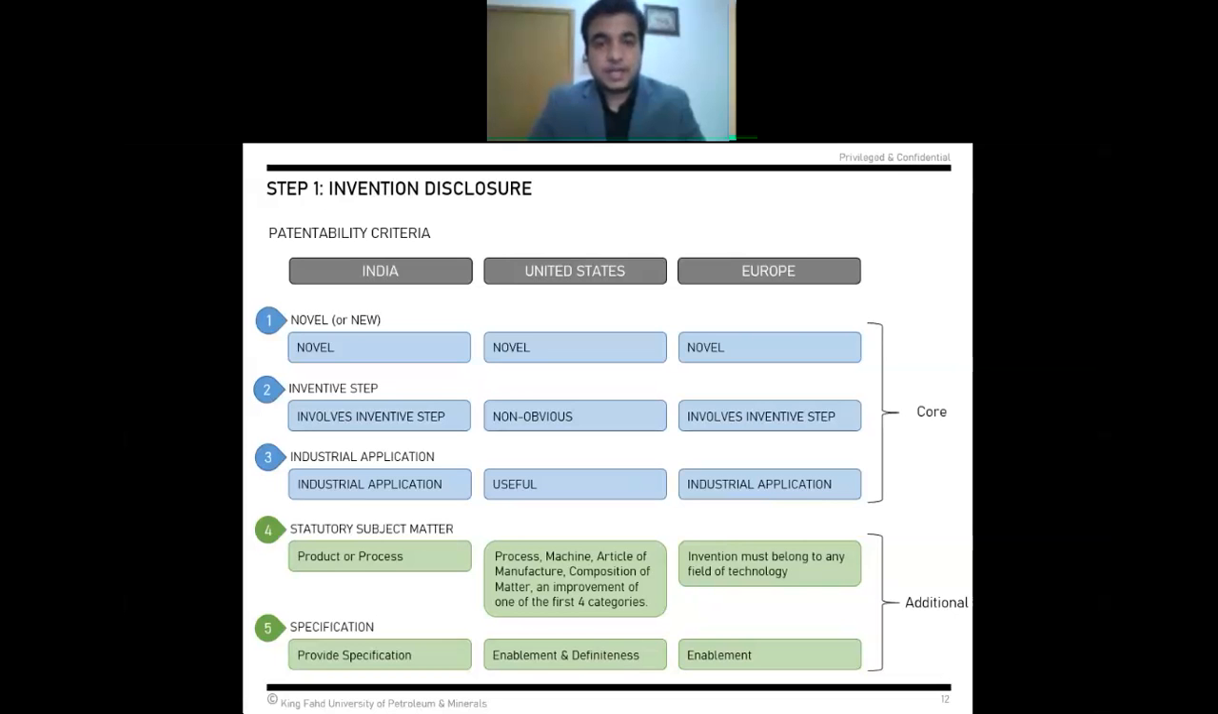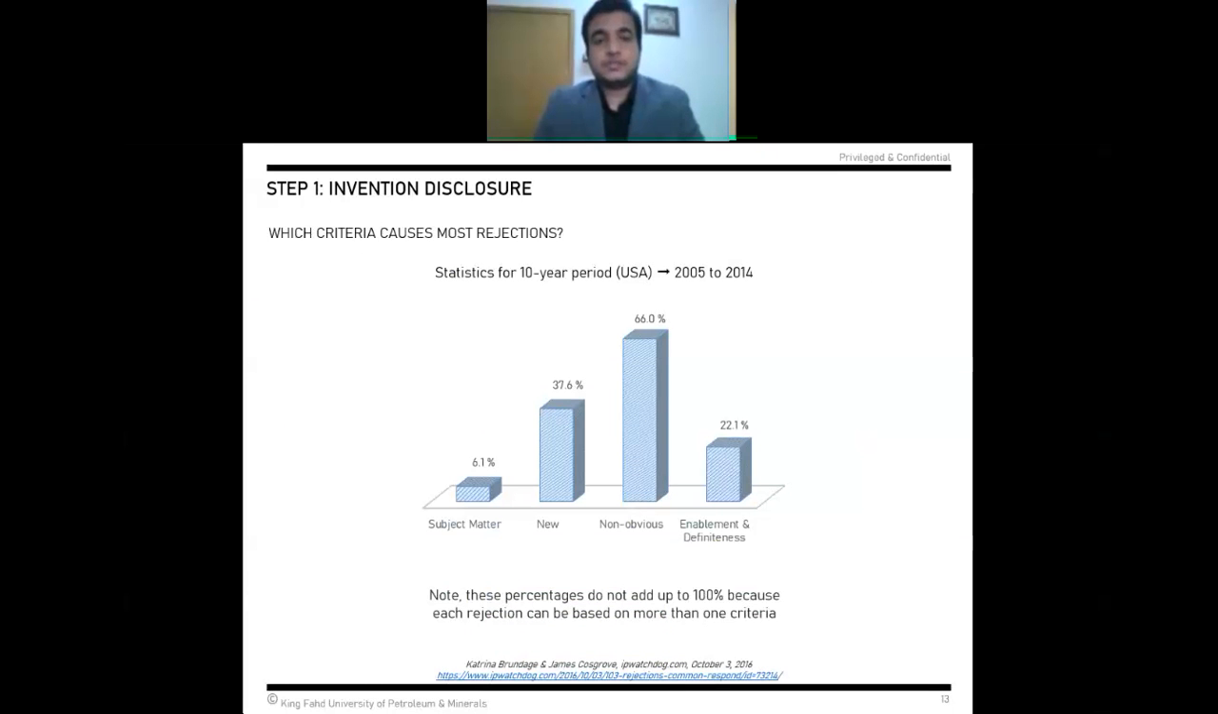The same criteria in US is called enablement and definiteness. Different name, but same explanation. And Europe calls it enablement. So these are the five criteria for getting a patent. Let's see which criteria causes most rejections.